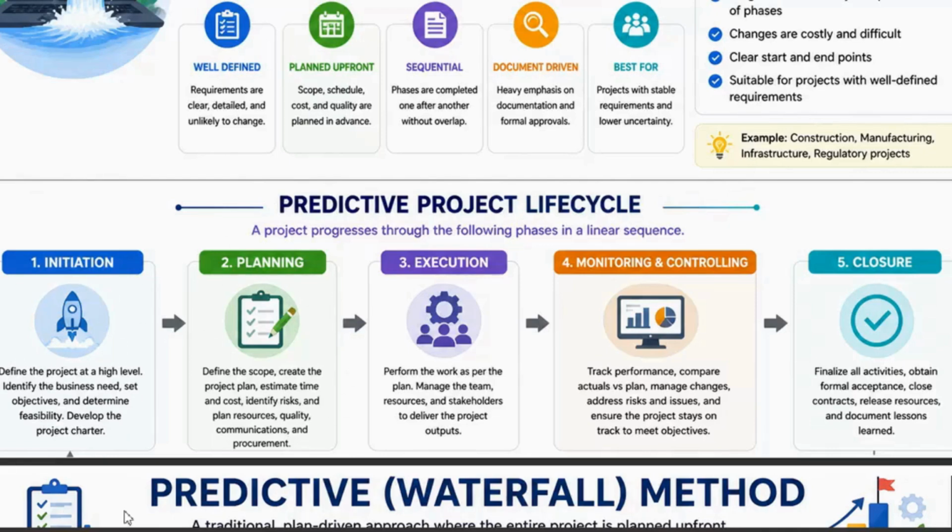And then after the initiation phase, we come to the planning phase, where we define the scope, create the project plan, estimate time and cost, identify risk, and plan resources, quality, communications, and procurement. And comes the execution phase. After planning, there is obviously an execution phase, where the plans come into the picture and we actually implement the plan.